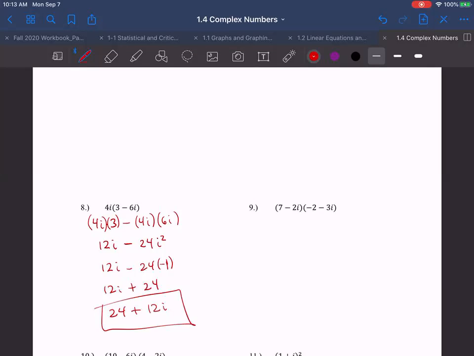So it's almost like if you were doing 4x times 3 minus 6x, you'd end up with a 12x minus 24x squared, just like kind of what we had right there. You're just going to treat it pretty much just the same as that, except that anytime you get an i squared, you swap it out for a -1.